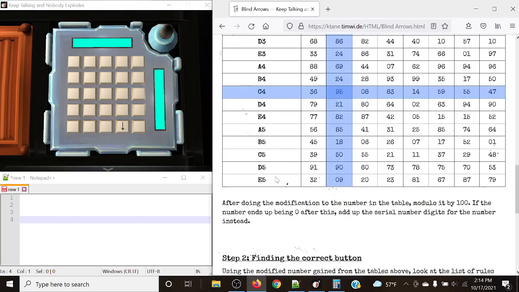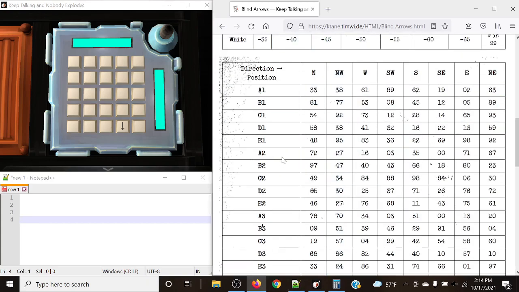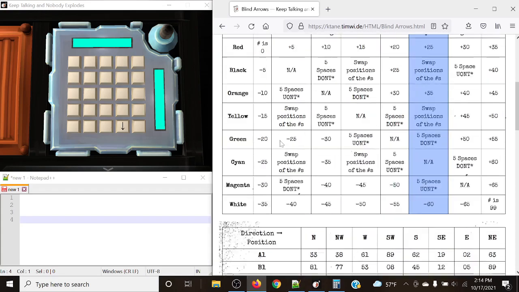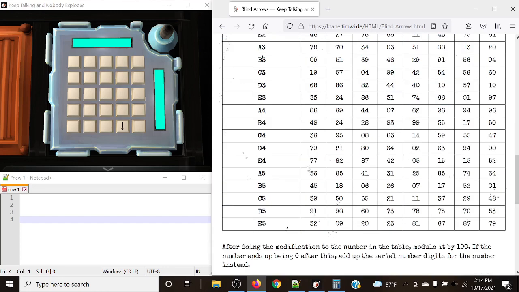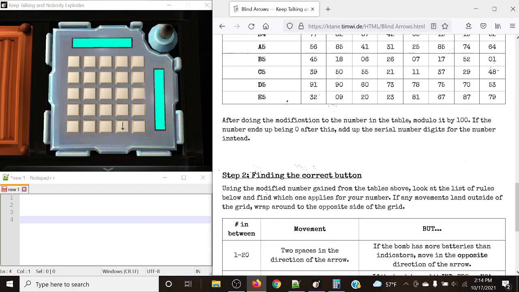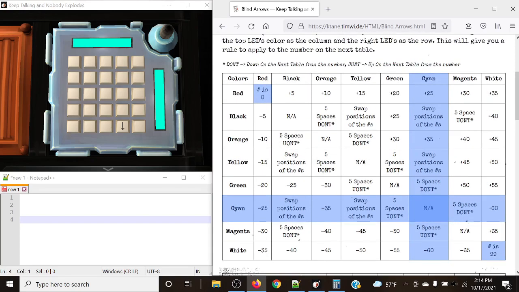So next up, we're going to be taking a look at cyan. Cyan is another not available rule. If you happen to get the same colors except red or white, there will be no rule applied to them. Red is a guaranteed number is 0, and white is a guaranteed number is 99. So always pay attention to those. And in this case, if your number ends up being 0, we're going to simply just add the 0 number digits for that number. So just make sure you pay attention to those rules.